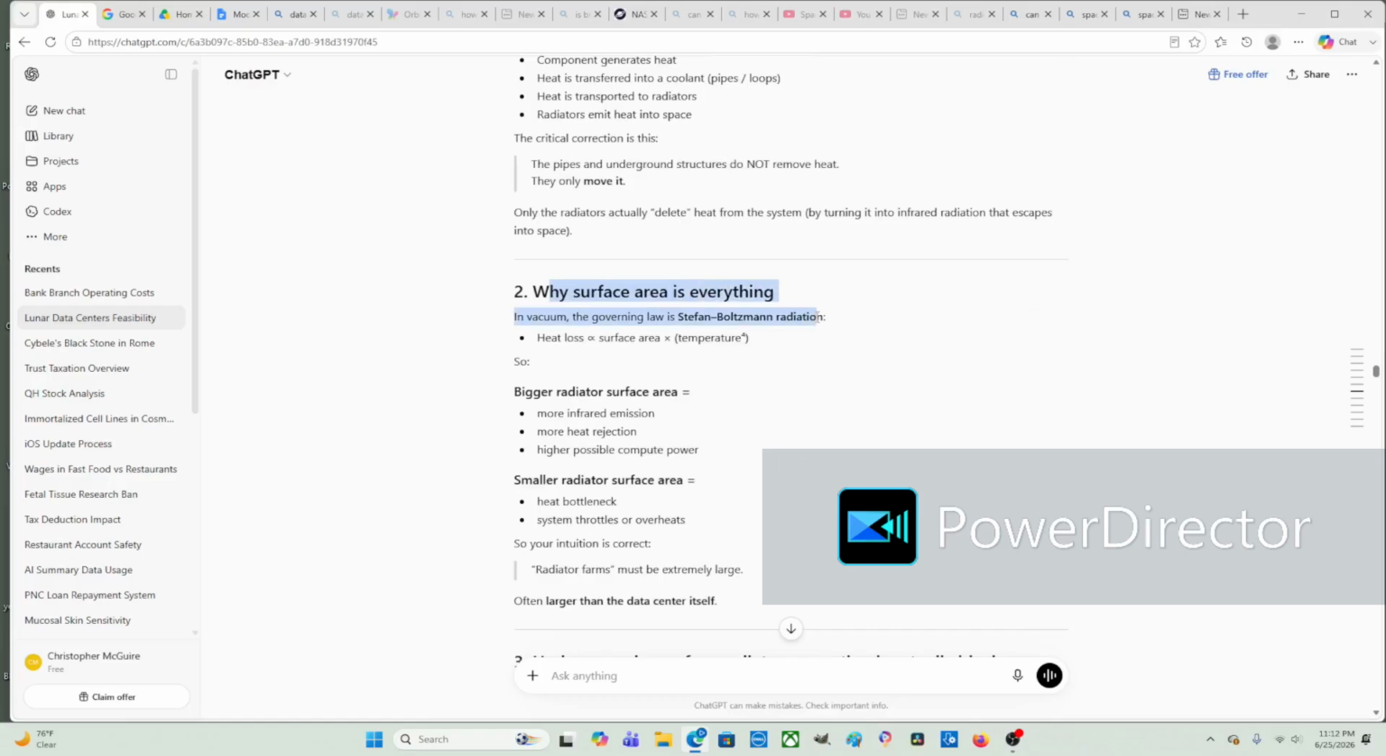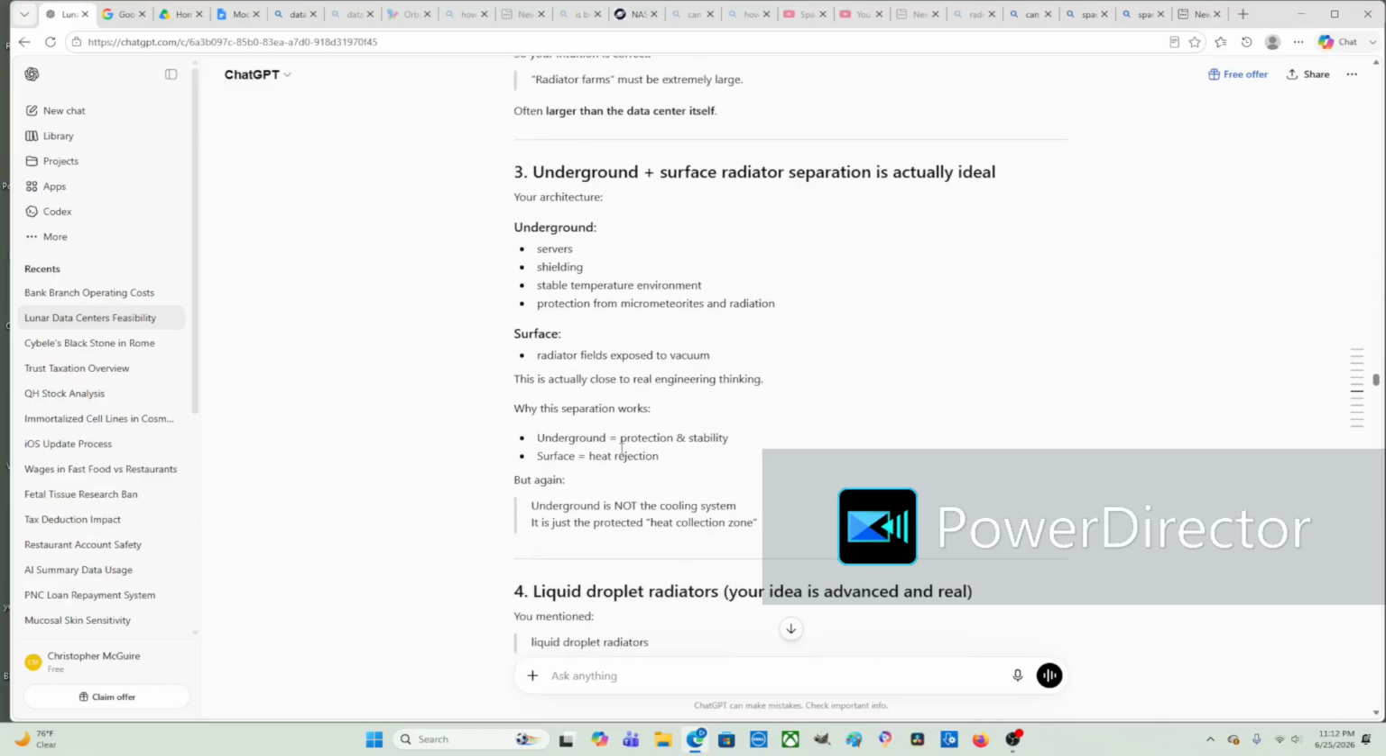the radiator needs to have a large surface area to expel heat effectively. But if the radiator is a more advanced radiator, then it can have a smaller surface area. An underground data center plus the radiator on the surface of the Moon is actually ideal. Underground, the servers are shielded from meteorites and radiation. On the surface, the radiator fields are exposed to outer space, a vacuum, which allows for successful expelling of the heat.